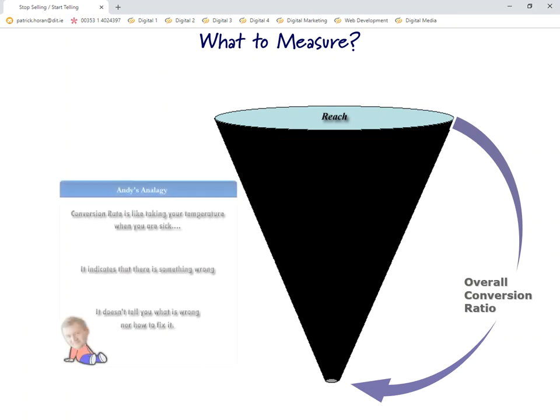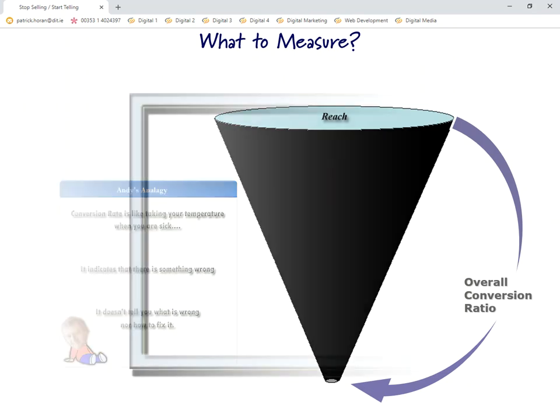So, conversion rate, I've normally described the conversion rate as a bit like taking your temperature when you're sick. It tells you there's something wrong, but doesn't tell you exactly what's wrong and how to fix it. Somebody's temperature when they're sick will tell them the temperature's higher than normal, and it will tell you there may be an infection. It doesn't tell you whether there's an infection in their toe or an infection in their ear or an infection in their nose or where. So it's an indicator. It's a red flag. While we know that there's a problem, we don't know where the problem is. That's where the other metrics come into play.